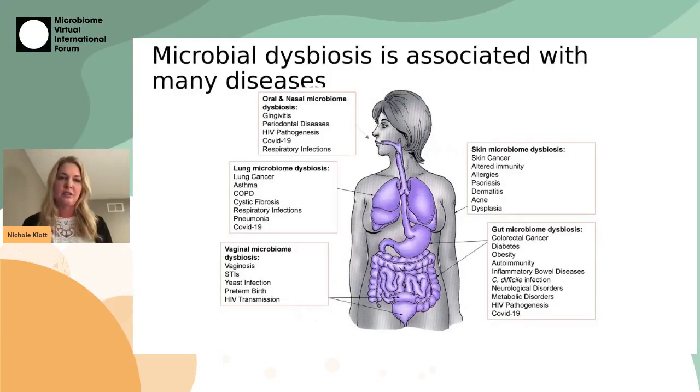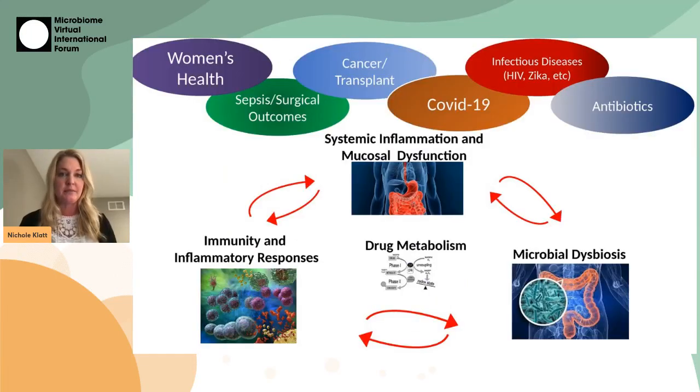This is just a little snapshot of how we have several different microbiomes in our body. This does not include them all, but when dysbiosis is measured in these different microbiomes, it can influence many disease factors, including HIV transmission, which we'll talk about a lot today. We've done a lot of work in my lab on COVID, and of course different cancers, et cetera. So the microbiome is extremely important no matter what site it's in.